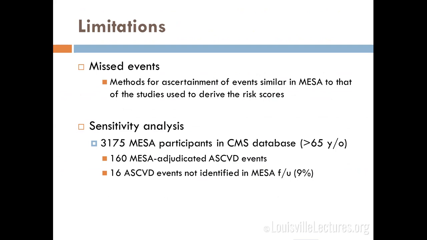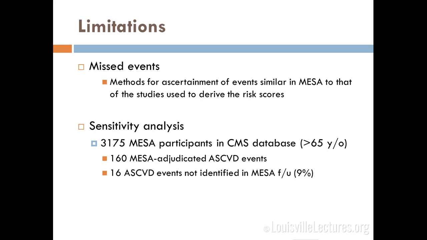Limitations in our study. Well, you're always worried about missed events, right? You're following these people for 10 years. Maybe they had events we didn't know about. That's a limitation to all the cohorts used to produce these risk scores. We think that the methods in MESA for tracking down and adjudicating events was at least as good, if not superior, to those studies used to produce the other risk scores that we analyzed.